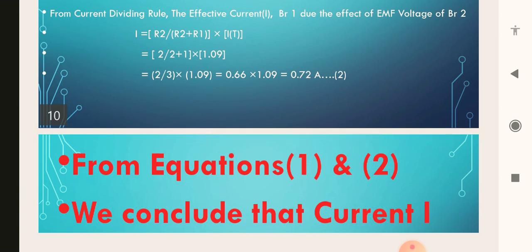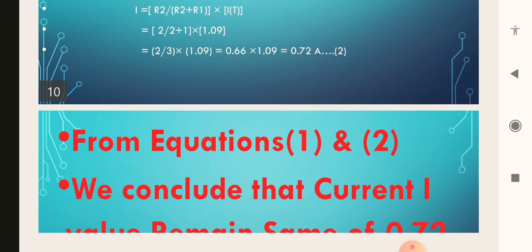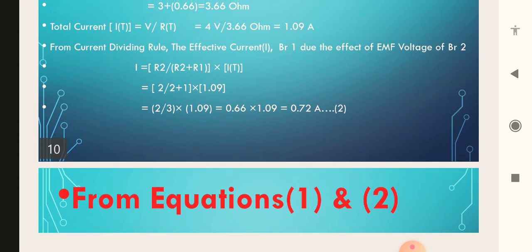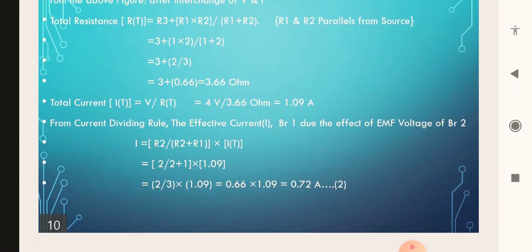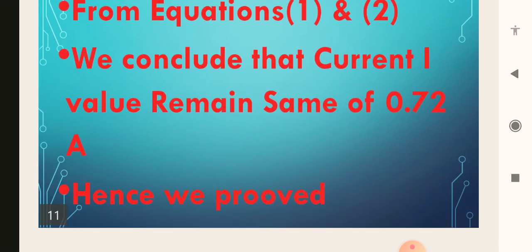Then we conclude the reciprocity statement we took: when the voltage source and current are interchanged, the current remains the same. We proved here, from equation 1 and equation 2, before interchanging and after interchanging, the current we found is the same, 0.72. From equations 1 and 2 we conclude that the current I remains the same at 0.72 amperes. Hence we proved it. Thank you.